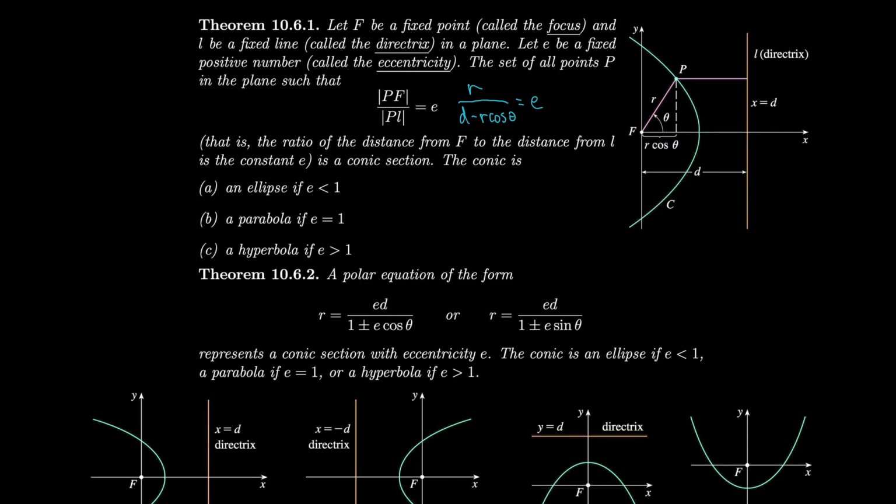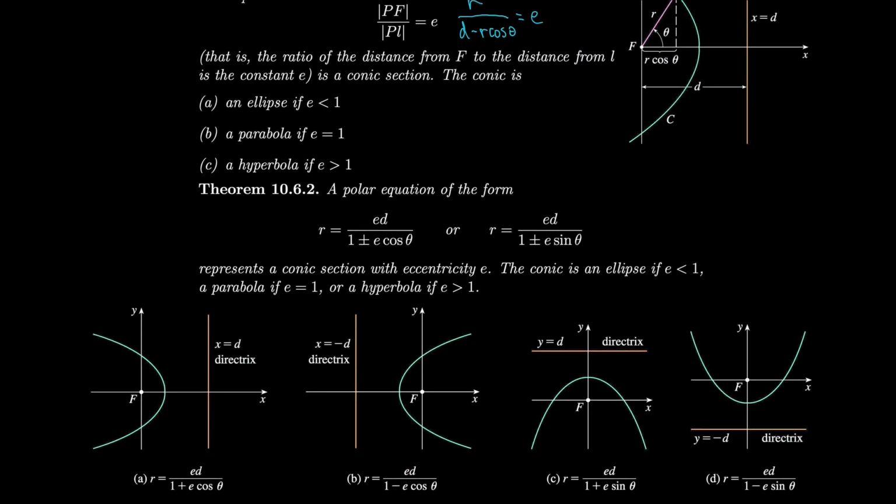However, we have to account for other cases besides our picture, where we just have the directrix on the right side. If we have the directrix on the left side, then our plus becomes a minus. And if we have it on the top, then it becomes sine. If we have it underneath, it becomes minus with sine.